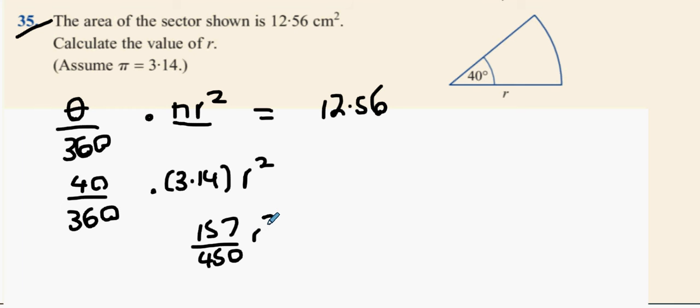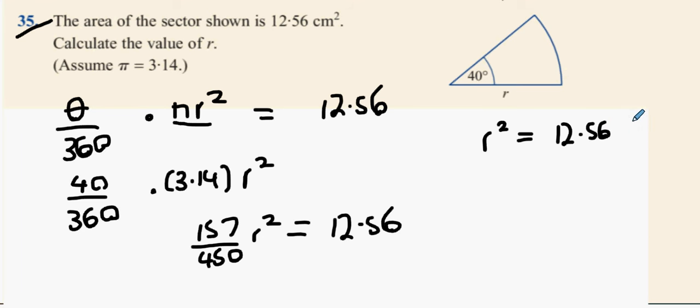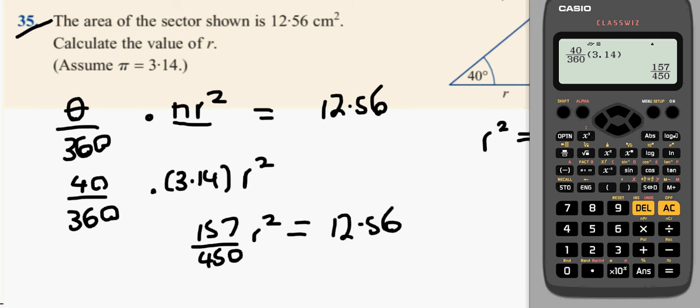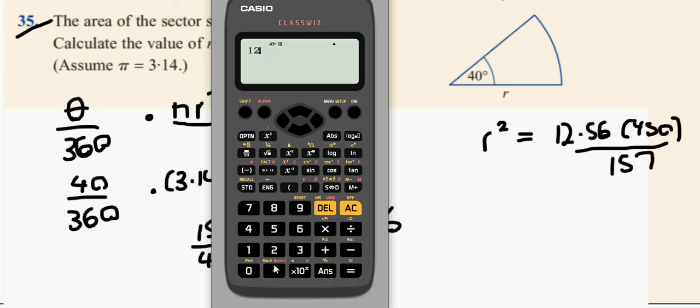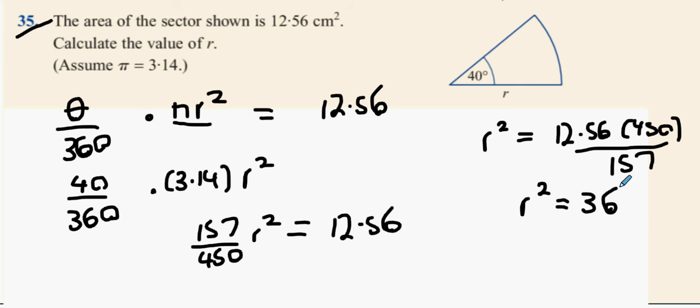And what does it equal? 12.56. If 450 is division on the left, what happens when you move it to the right? Multiplication. If 157 is multiplication on the left, what happens on the right? Happy days. So 12.56 multiplied by 450 divided by 157. Oh, actually it went in equally. Shock horror. Now what's the R value? 6. Are we cool with that?